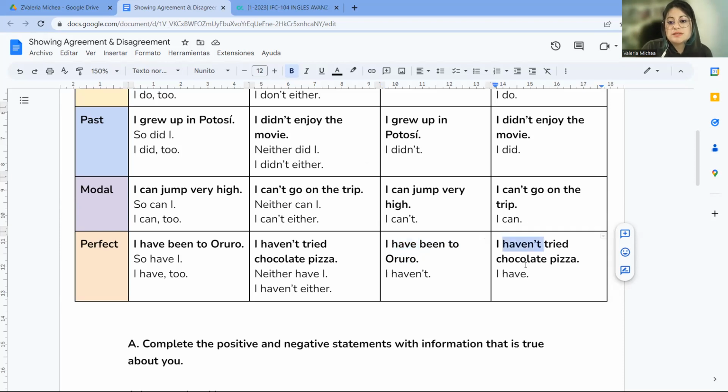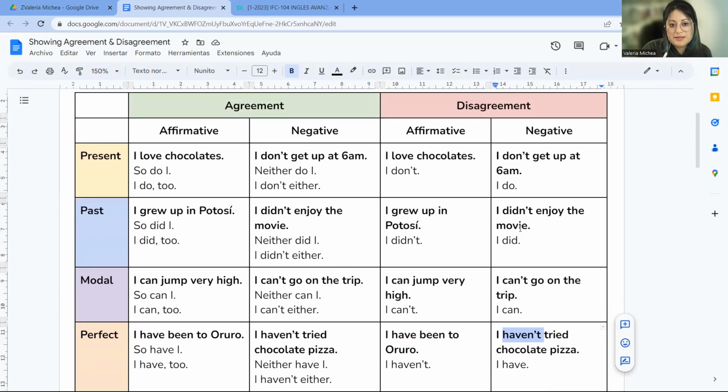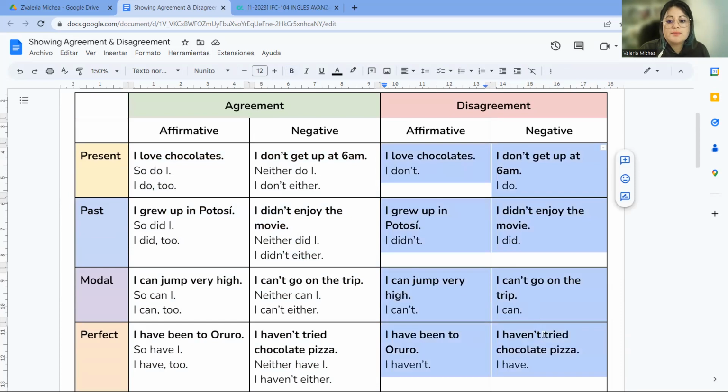What happens if someone says something negative? I haven't tried chocolate pizza, but I had that experience, so I say, I have. All right, so it's just a matter of changing the positive for the negative and vice versa. All right, so it's not so difficult, but again, it takes practice. With this chart, you have a summary of what we did last class. This is all that you can find in the book, and this is what I am adding today. So this is new information.